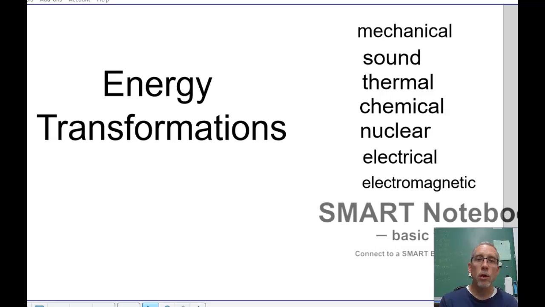And that is we're going to look at energy transformations. Now, let me break down that word for you. Transformation. So the word form is in there. And all this means is to turn from one form to another form. Okay, sometimes these are called energy conversions. We convert one form of energy into another form.